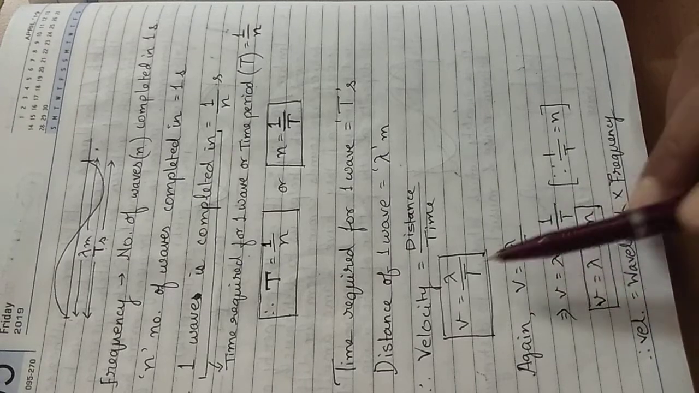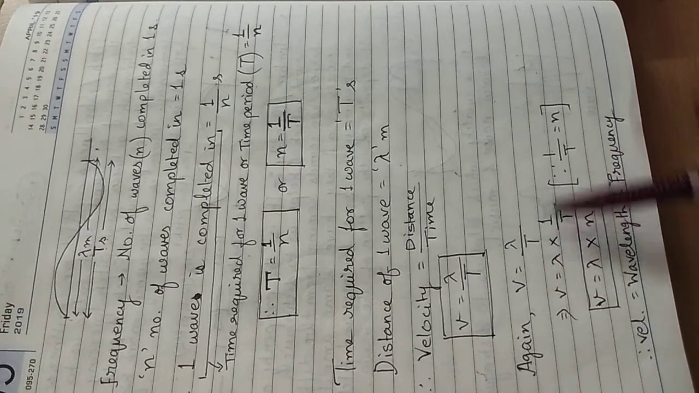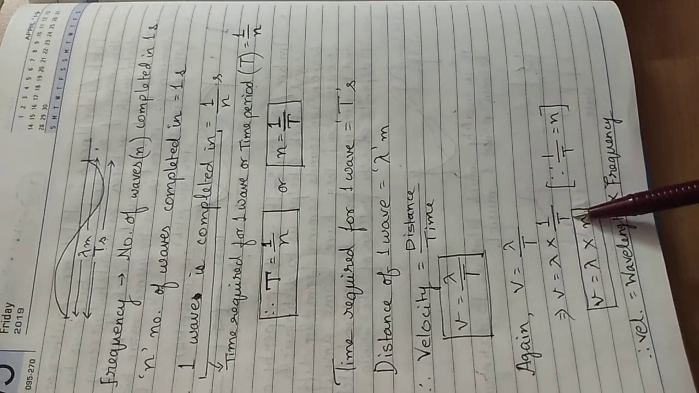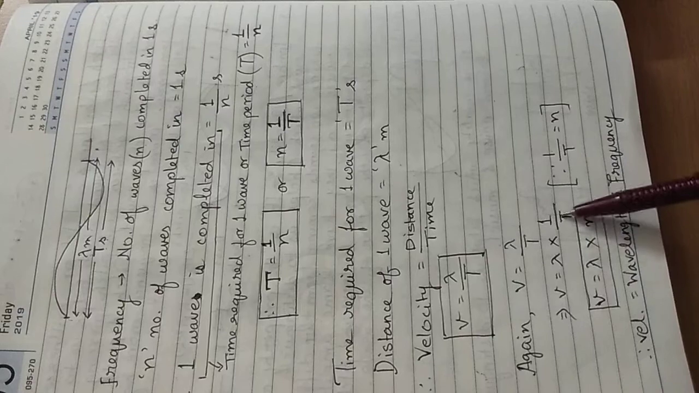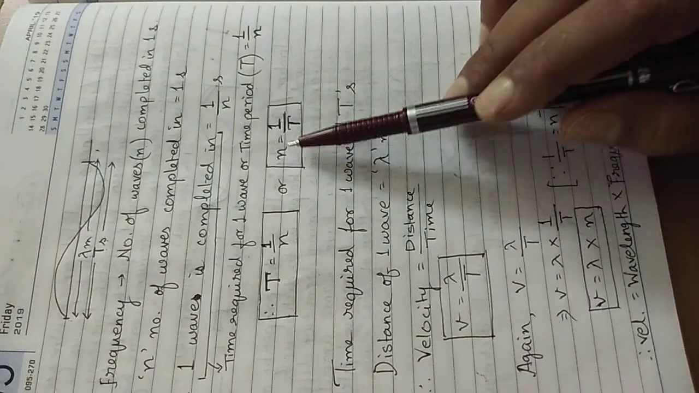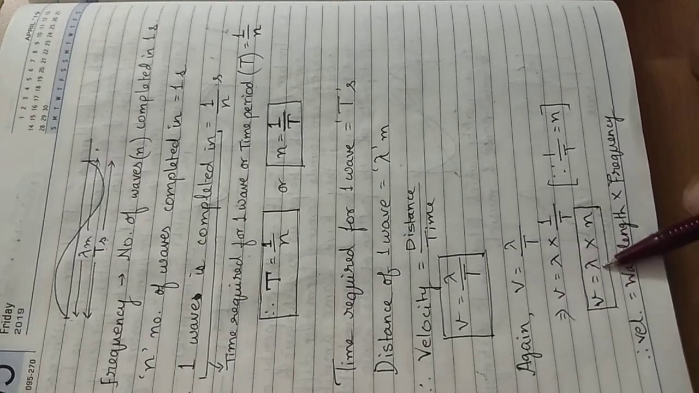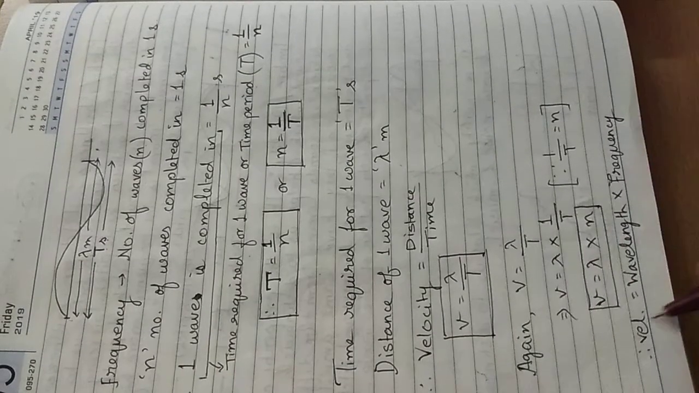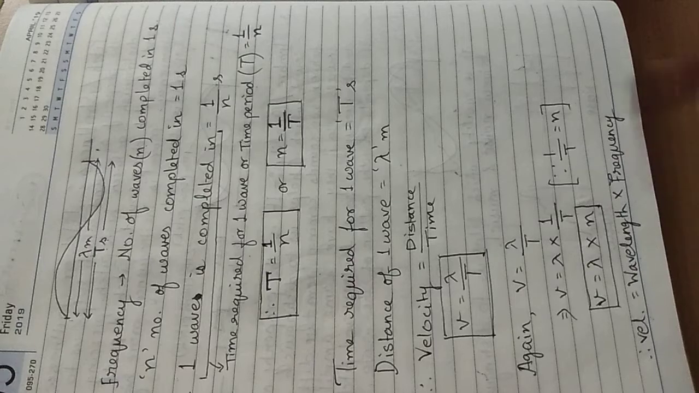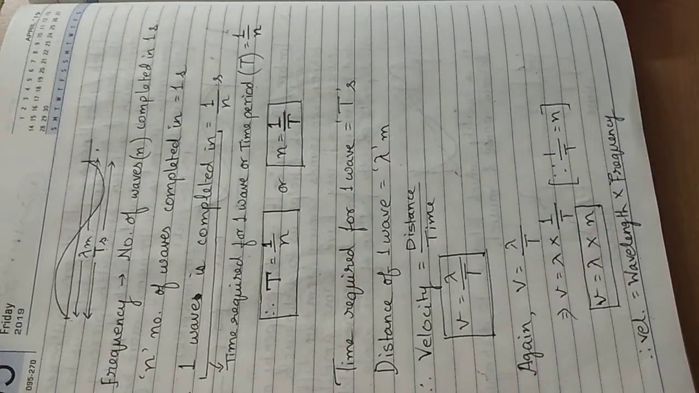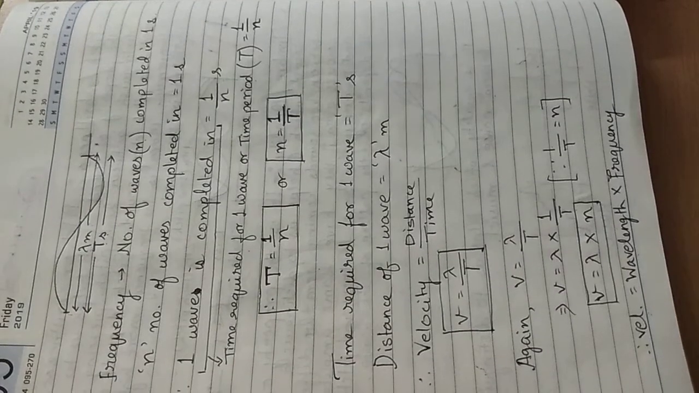V is equal to lambda by T we have got. So this T is in the denominator, so it can be written as lambda into 1 by T. Okay, so this 1 by T, what did we get 1 by T as? n. So 1 by T can be replaced with n. So V is equal to lambda into n. So that is velocity is equal to wavelength into frequency. So these are the very simple equations which can be used for numericals related to sound.